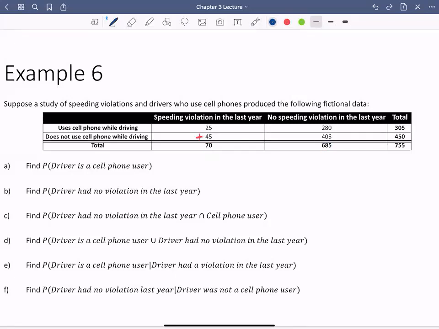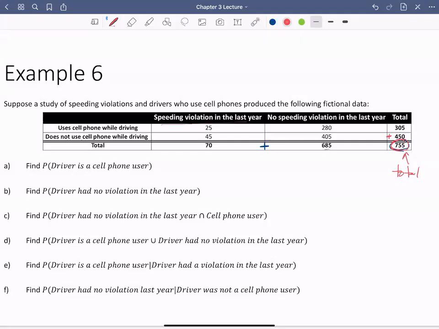Okay, another way of looking at this is 70 plus 685 is 755. And then 305 plus 450 is also 755. So 755 tells me the total of all the data that I have. How many pieces of data do I have? I have 755 pieces of data. All I've done is just put them in categories now. Okay, now I can read this table.